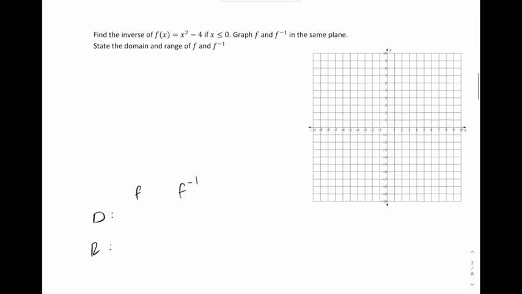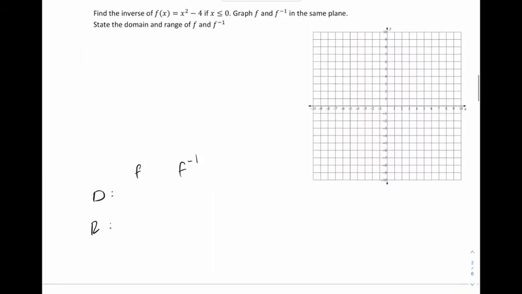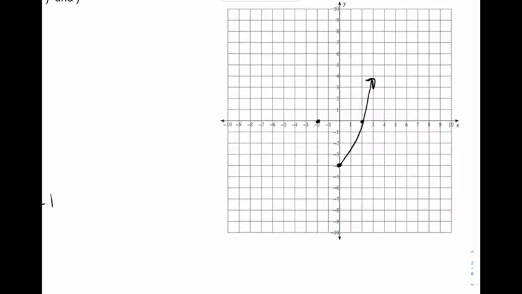Let's go to our last example. Find the inverse of x squared minus 4 if x is less than or equal to 0, graph in the same plane. Okay, so let's just work on the graph first. X squared minus 4 is a parabola. And this is what most of you would do, right? -4 is our y-intercept, 2 and -2 is our x-intercept. So you know it's something like this. I'll make that a little bit nicer.